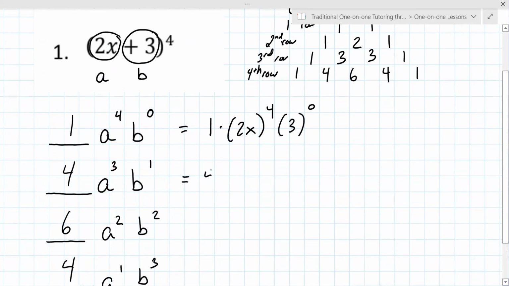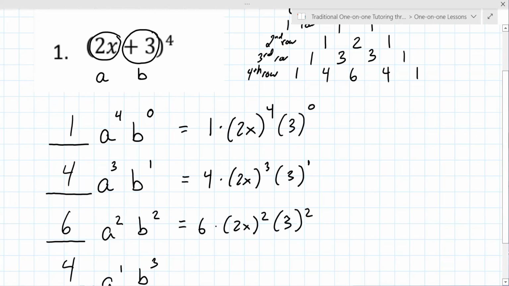Your next line is 4. Again, A is 2x to the power of 3. Your B is 3 to the power of 1. So again, all I'm doing is taking that A, which is 2x, and that B, which is 3, and substituting it in each of these positions.